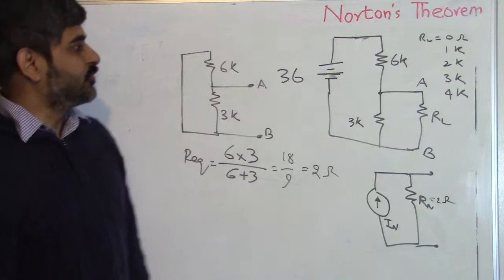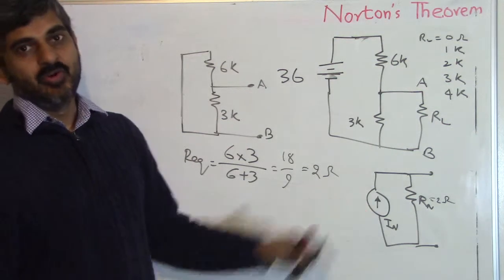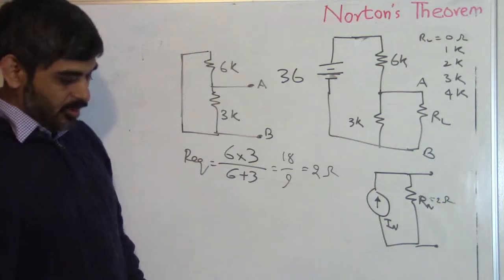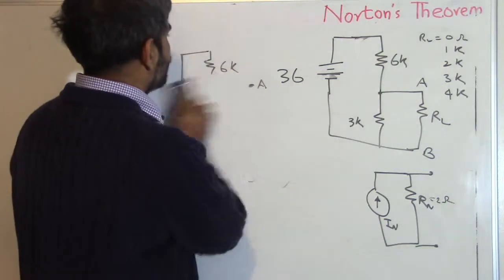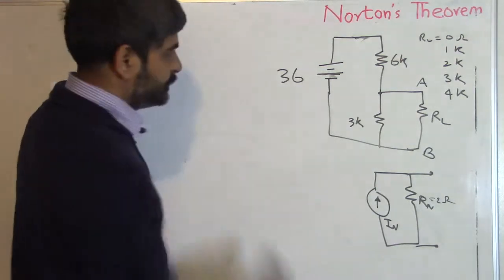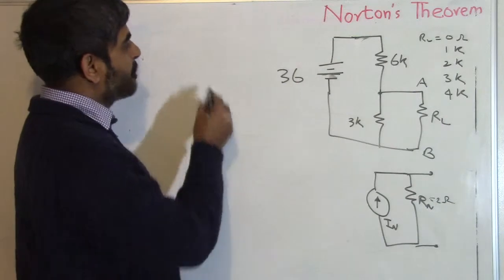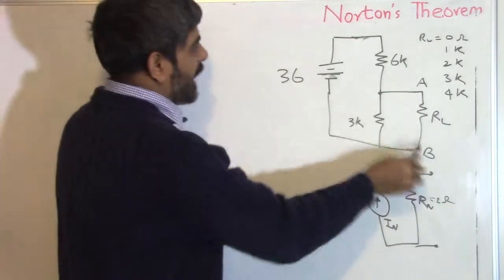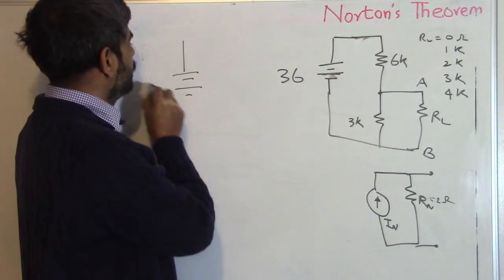The next thing we need to find out is the current source, the value of that current source. How do we do that? If you want, you can pause and try it and check back the solution. So what we do is we short this RL circuit. How does the circuit look like once I short it?